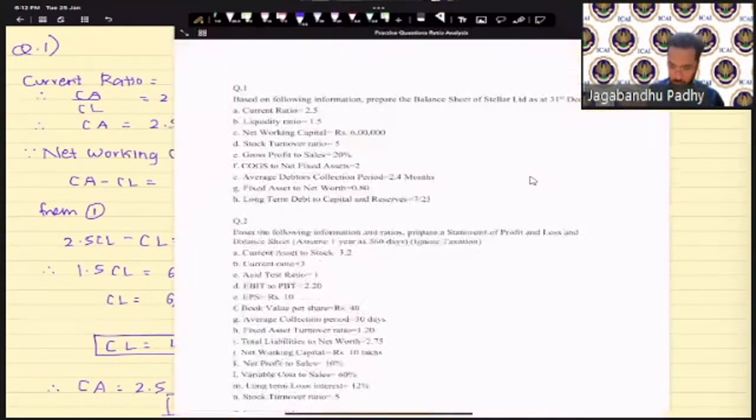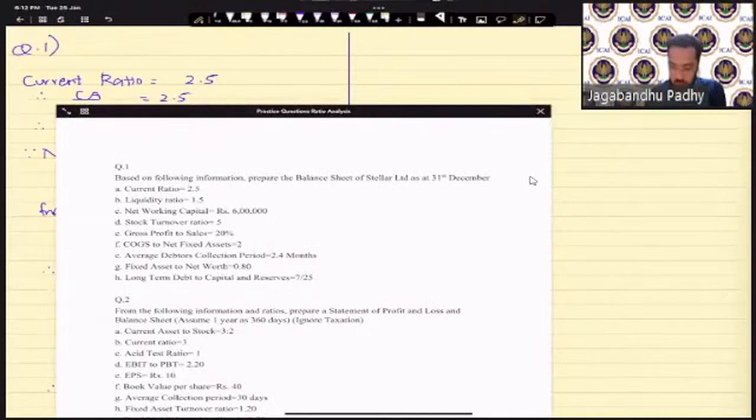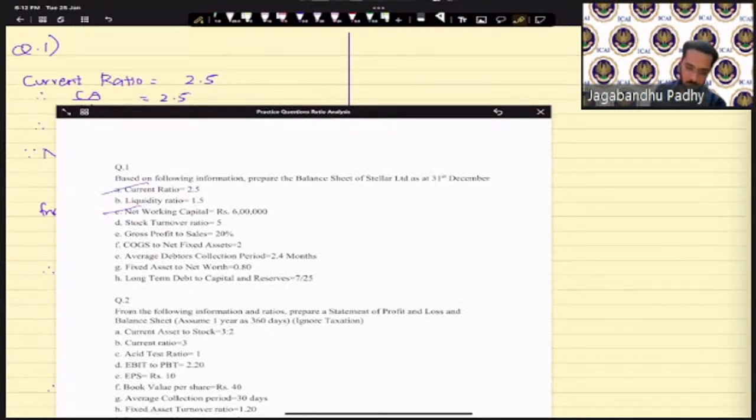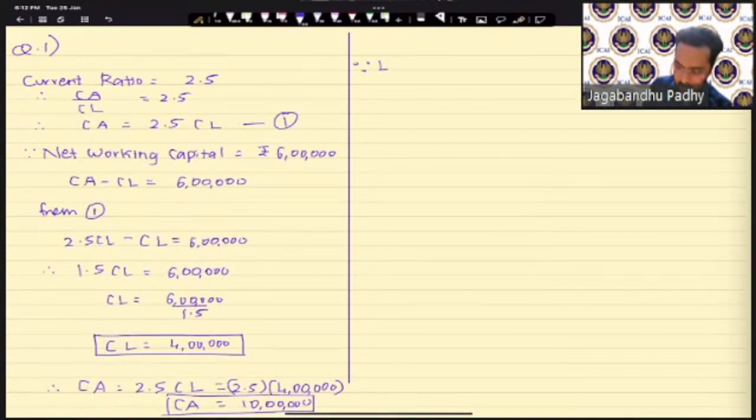Now, let's go for the next ratio to be used. See, so the liquidity ratio and the net working capital information is used by us. Okay. Liquidity ratio of 1.5 is the next one that we have to use. Now we say, since liquidity ratio is 1.5.